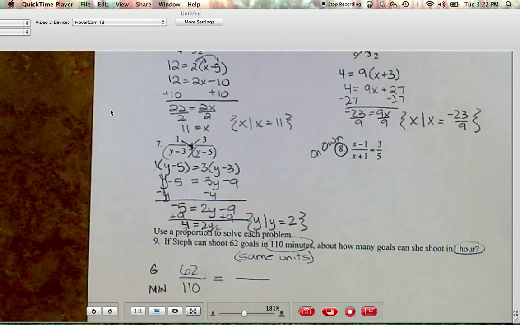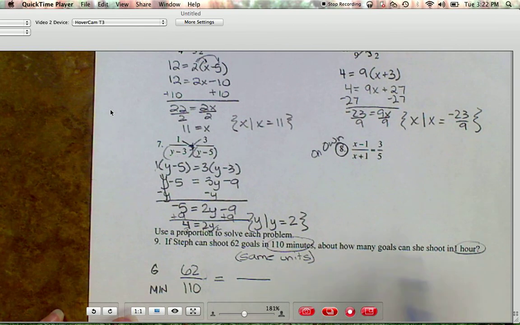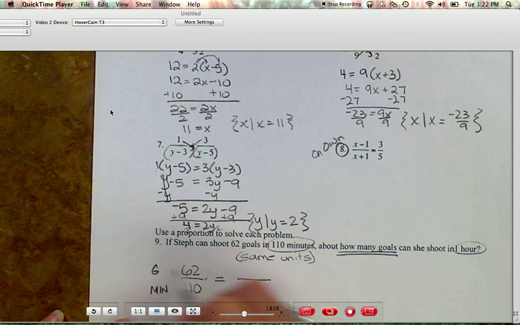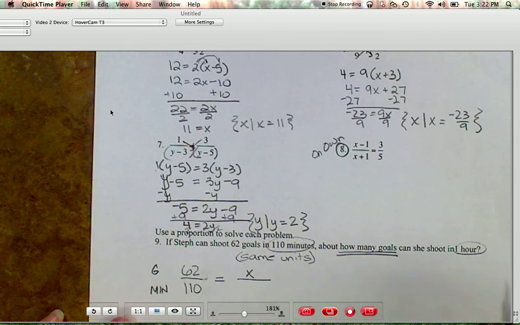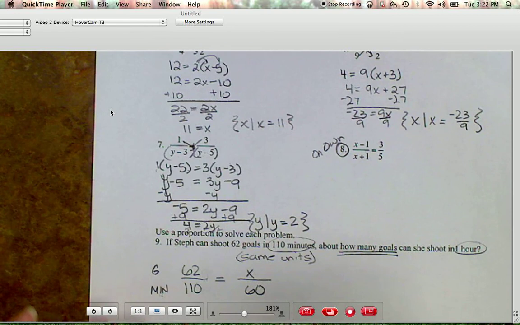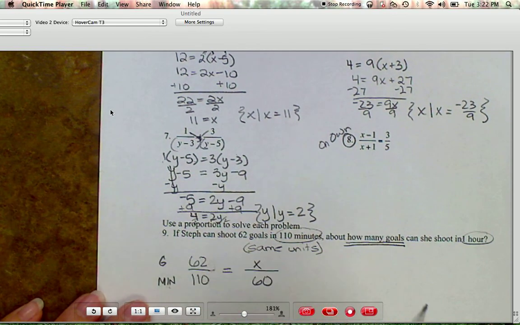This is extremely important because when you go to set up your second ratio, you need to make sure you're putting the information in the right place. So about how many goals, that's the question. How many goals? That's what we don't know. So where the goals are, we would put an X. How many goals can she shoot in 1 hour? Now this is minutes. How many minutes would 1 hour be? 60 minutes, of course. So the hardest part about these is that you translate them, put them into a proportion, and then solving them is easy.